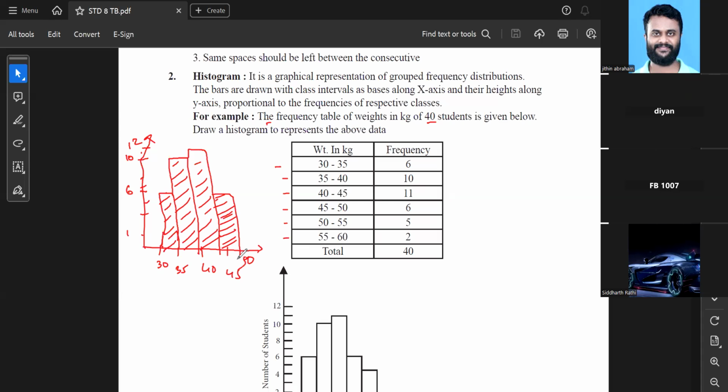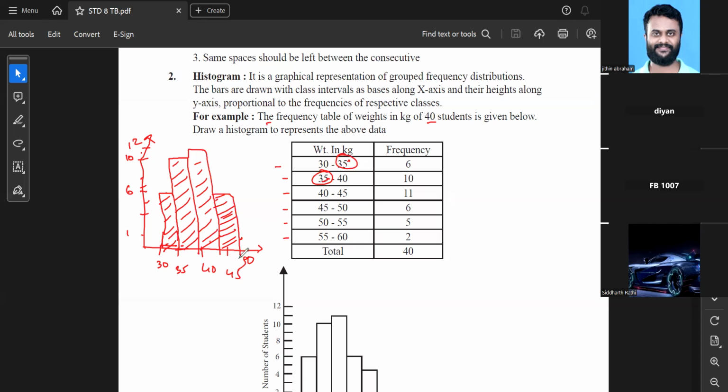So this is how you create a histogram. So histogram में what happens? The boundaries are matching. Hence the bars will also be touching each other. Since the boundaries are touching, the bars will also be touching each other. So histogram भी एक बार ग्राफ ही है, फर्क सिर्फ इतना है कि बार्स आपस में टच करते हैं. That is called as histogram. Do you understand this?